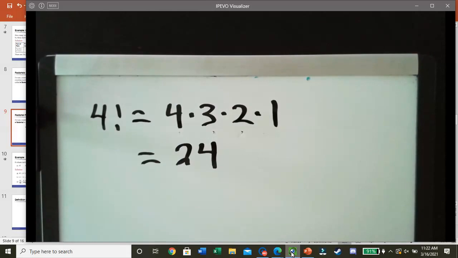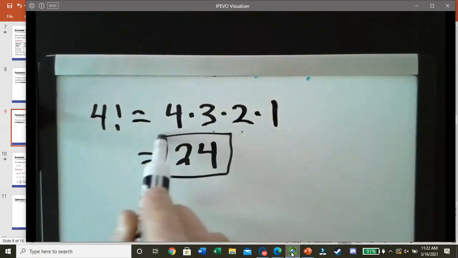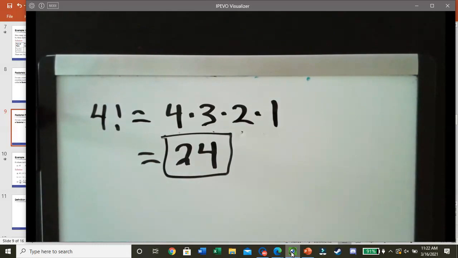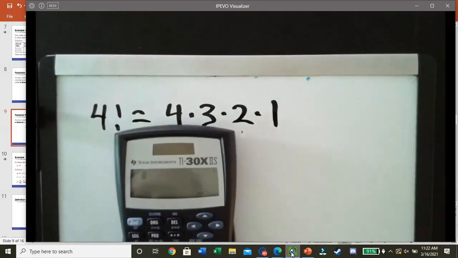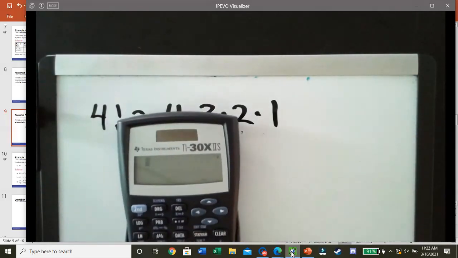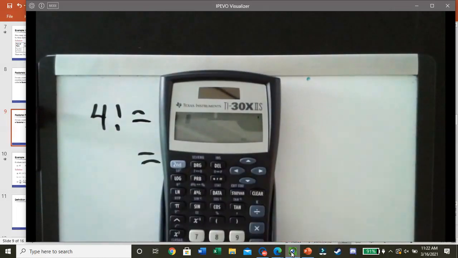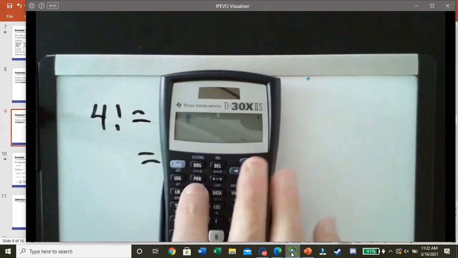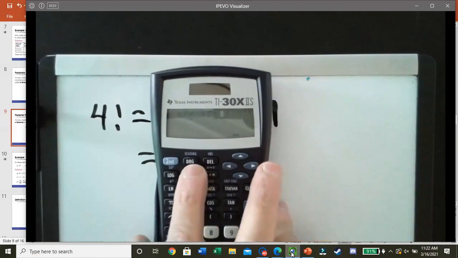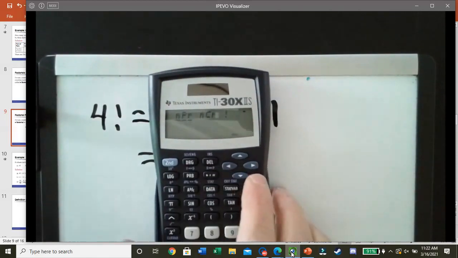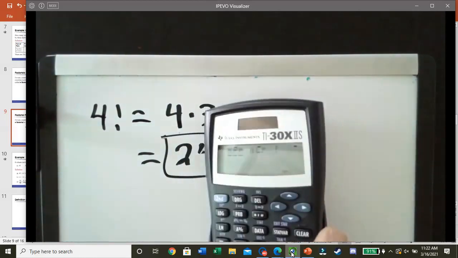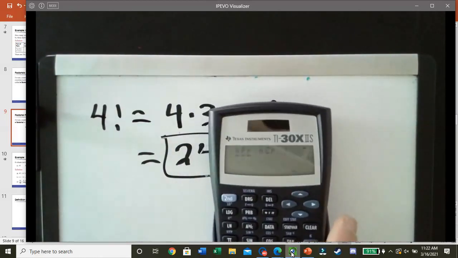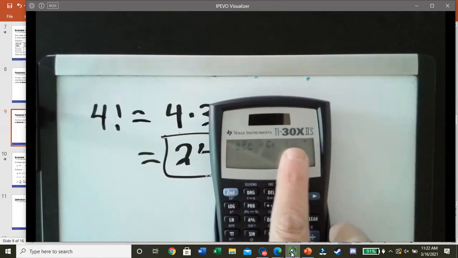Appreciate it. So our answer here for 4 factorial is 24. Now on the calculator, if you've got a scientific calculator, in this particular one you can go to PRB, and you can see where the factorial button is.